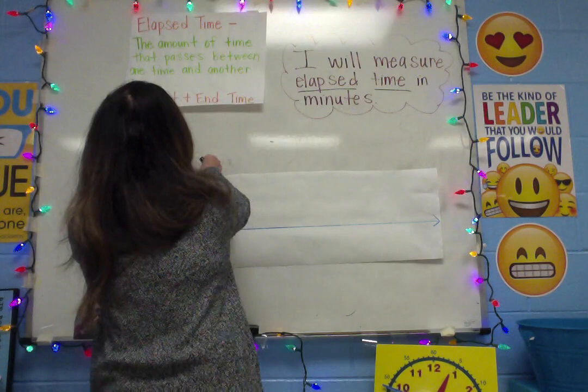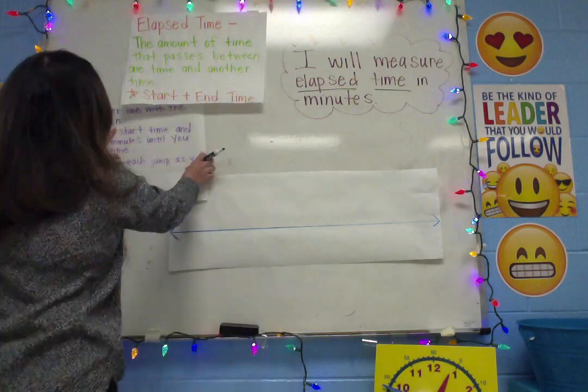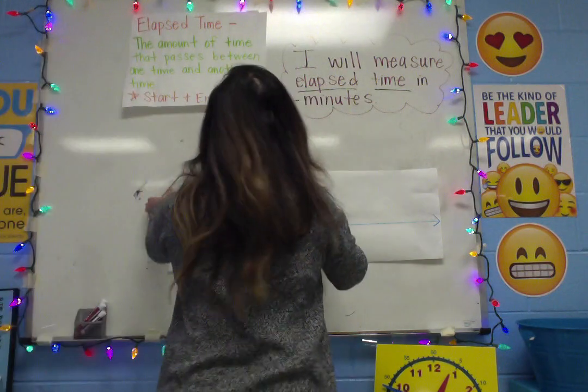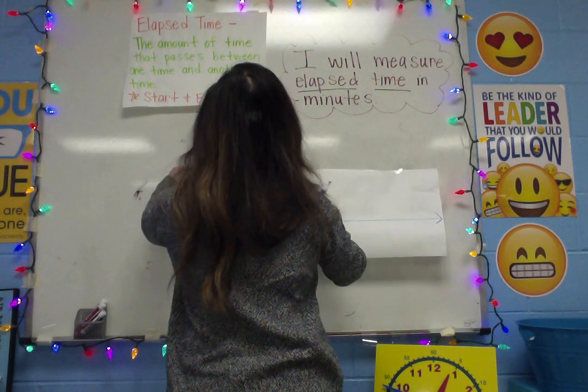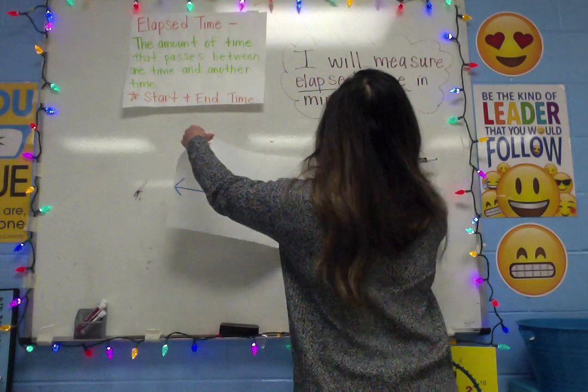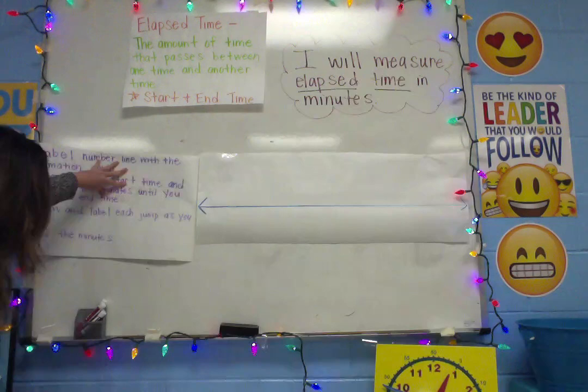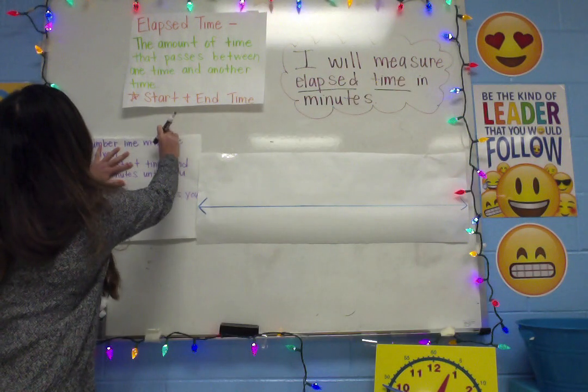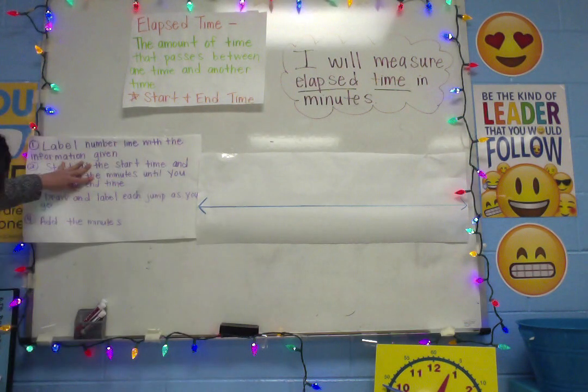All right, so I have some steps that help me. Let me move this over. Thank you all for being patient. Okay. Here are some steps that will help me use a number line. Wouldn't it be nice for this board to be magnetic? I'm just saying.